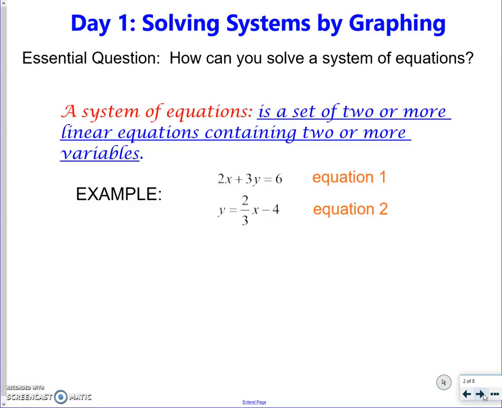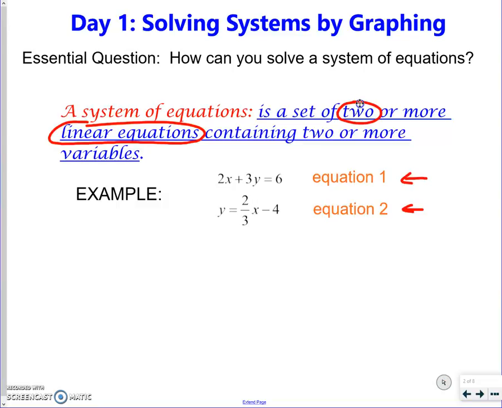Getting into the actual notes for today, I want to make sure that we're understanding what a system is. So what exactly are we going to be doing with these things called systems? It's when we're going to be looking at two or more. In our notes, we'll be looking at two linear equations. So you can see right here I have equation 1, equation 2.